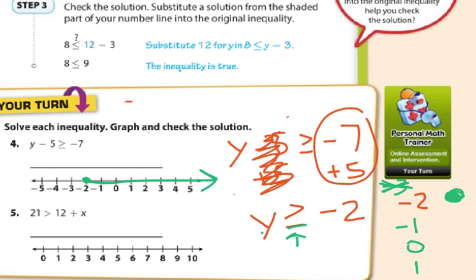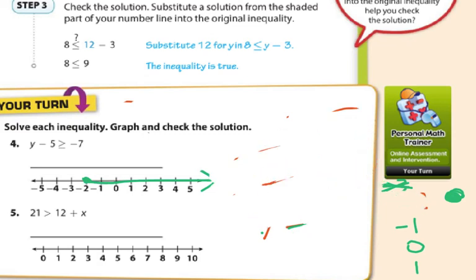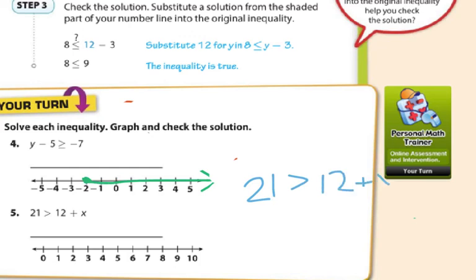Okay? Looking at the next one, go ahead and try to solve it on your own, and then pause the video if you need to, and I'll explain it right now, okay? So 21 is greater than 12 plus x. I've got to get the x by itself, I'm sorry. And so how do I undo that part of the problem? I have to subtract 12 from both sides. And so if I have 21 minus 12, then I'm left with 9. And so 9 is greater than x is what I'm left with, right?